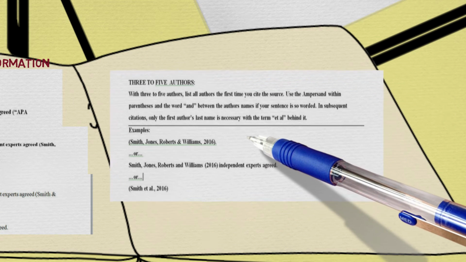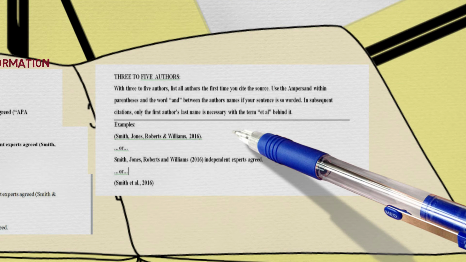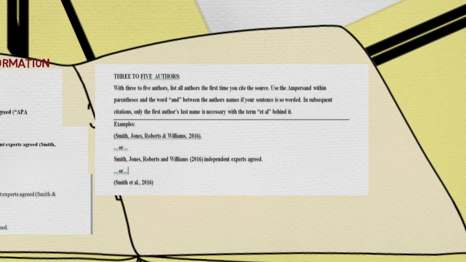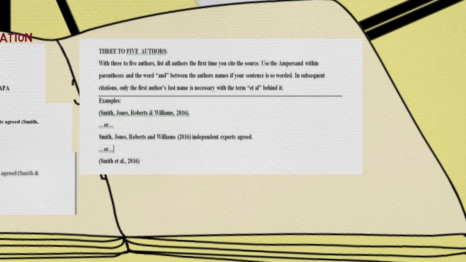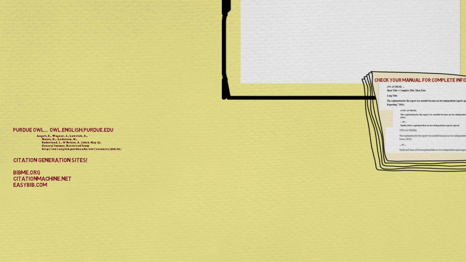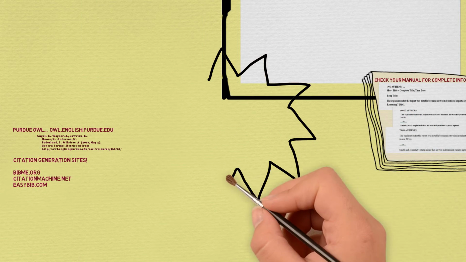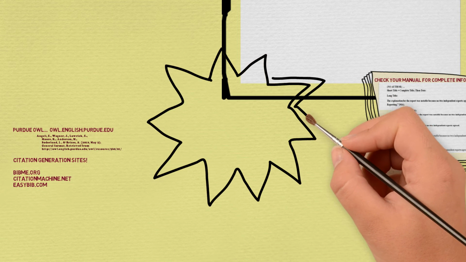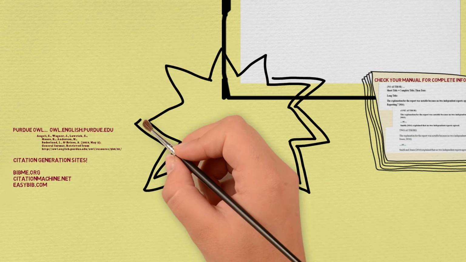For 3 to 5 authors, we follow the same pattern. The first time you list these authors, use all names and an ampersand to separate them after the cited text or the word "and", depending, of course, on the wording of your citation. However, only the first author's name is necessary with the term "et al." and the date behind it for subsequent citations. For 6 or more authors, list the last name of the first author as well as the term "et al." and the publication date.